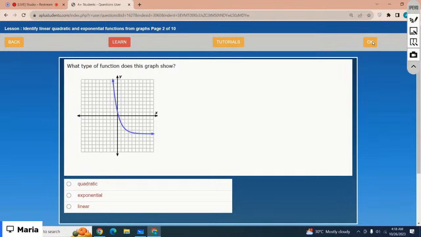Okay, what type of function does the graph show? Quadratic, exponential, linear, which is the correct option? The correct option is that is the graph of the exponential function. The correct option is exponential.